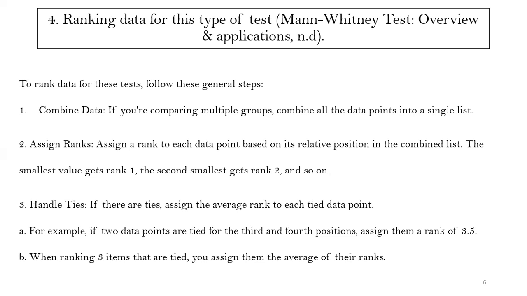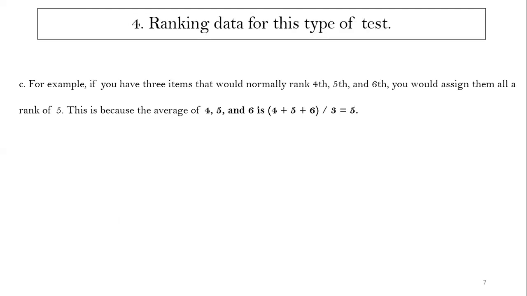3, handle ties. If there are ties, assign the average rank to each tied data point. For example, if 2 data points are tied for the 3rd and 4th positions, assign them a rank of 3.5. B, when ranking 3 items that are tied, you assign them the average of their ranks. C, for example, if you have 3 items that would normally rank 4th, 5th, and 6th, you would assign them all a rank of 5.